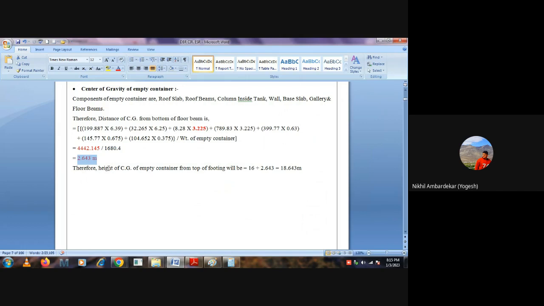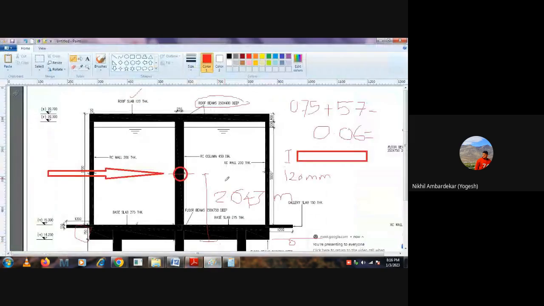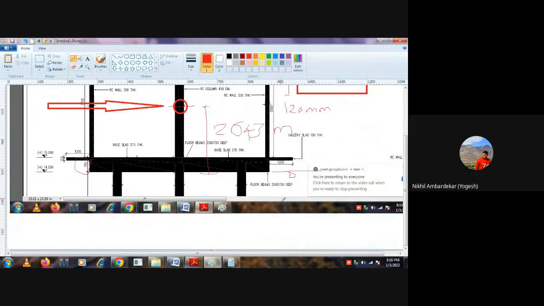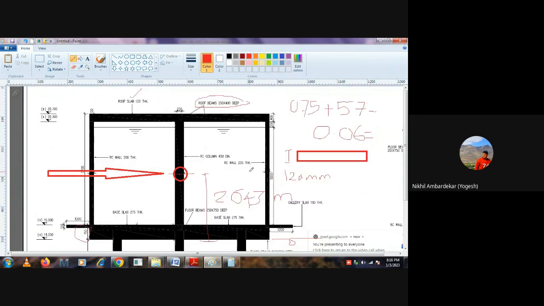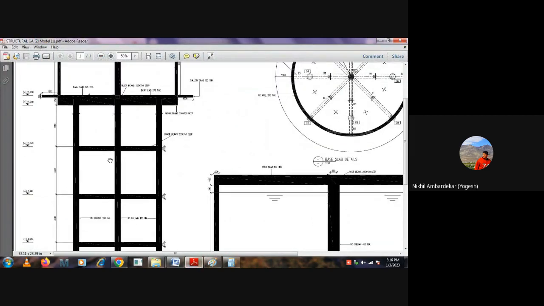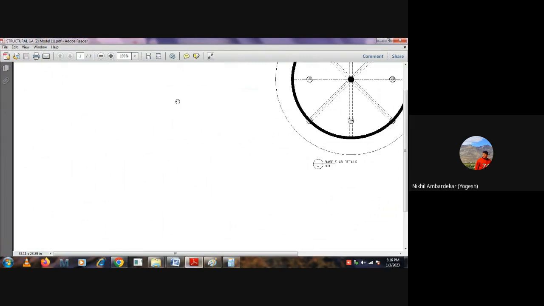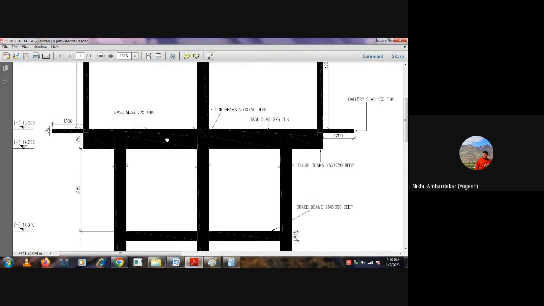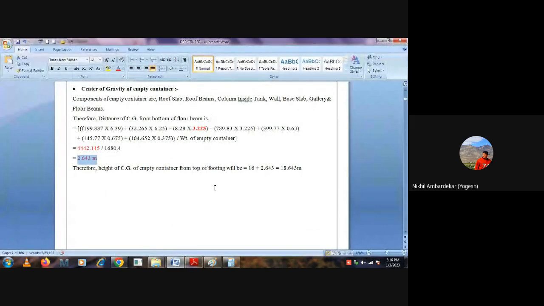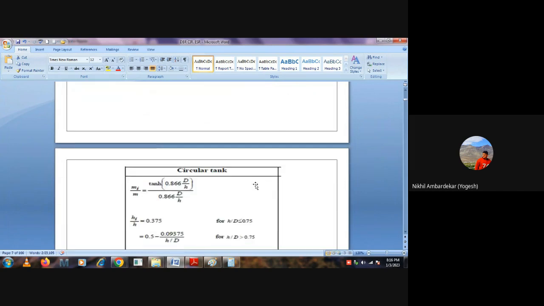So therefore, the height of the CG of the empty container from the top of the footing means now what they have calculated from the bottom. It is just calculated from the top of the footing. So that's fine. 16 plus 2.643 like this. If you see this, plus 1 meter, that is why it is calculated as 16. 16 plus 2.43. Now what is the next?